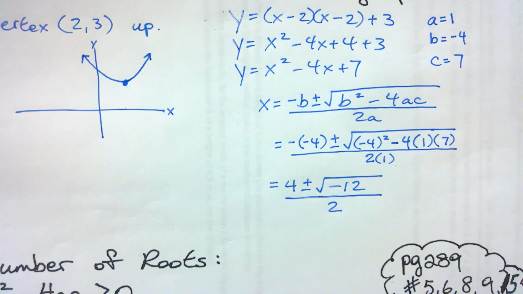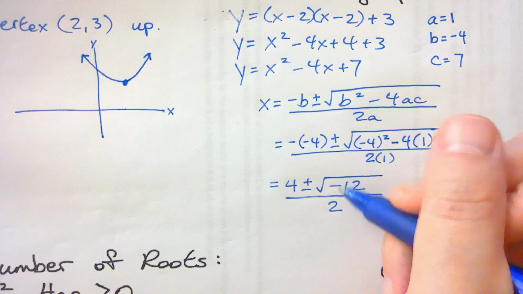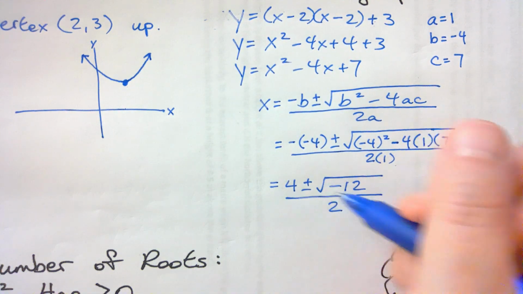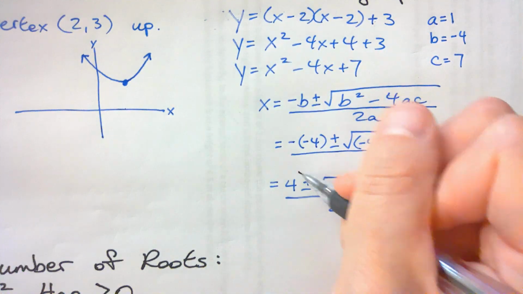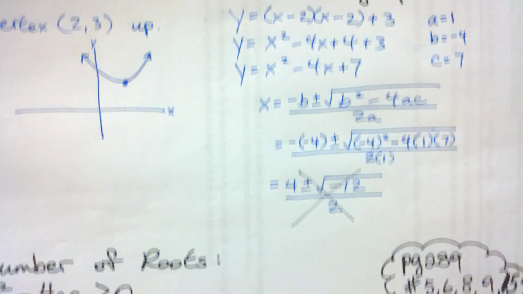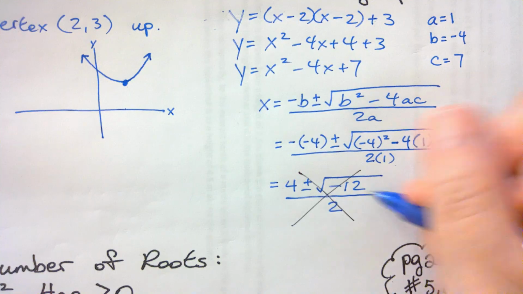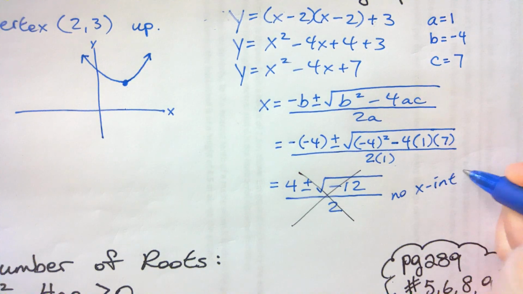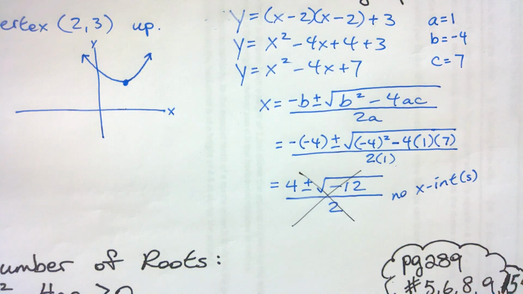Okay. When you get into grade 11, yes, you can square root a negative number. Sorry, but in grade 10 we cannot. So once you get a negative number inside the square root, we know that we cannot go any further. And then that's it. All right. That means, what does it mean? It means no x-intercepts. All right. And we can see it from the graph.